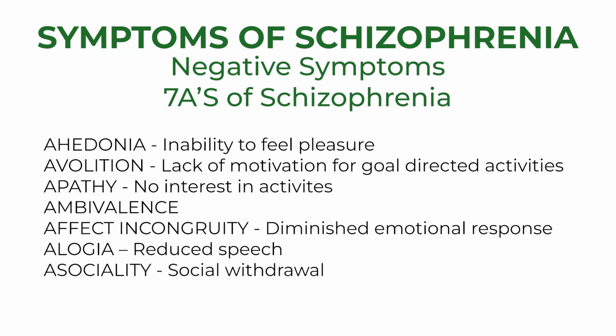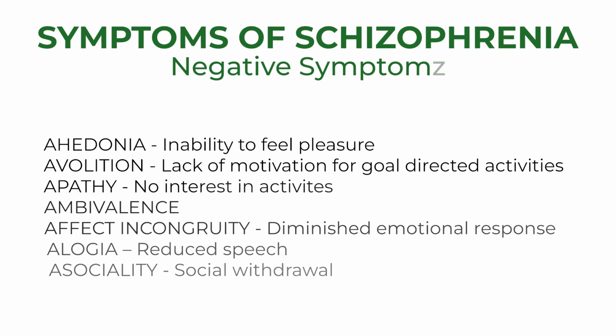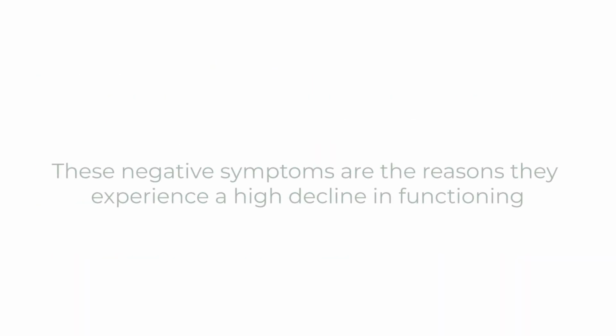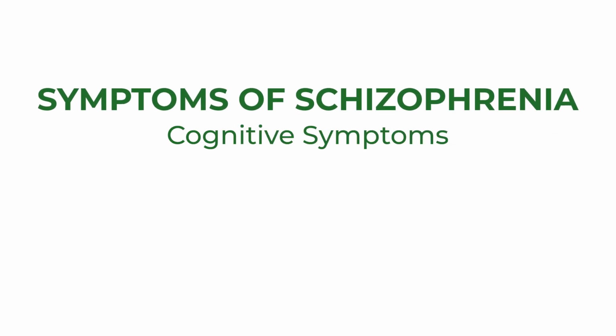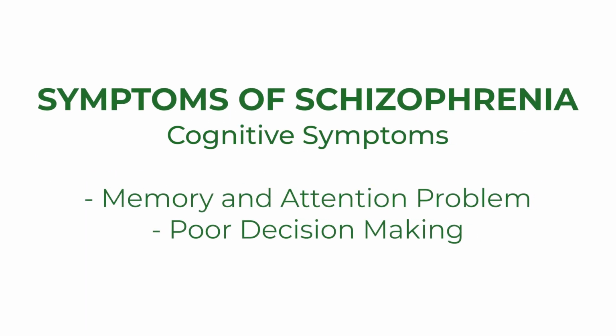There's going to be alogia, where there's a reduction in the expression of their speech. Asociality, which is social withdrawal. Don't forget all the 7 A's of the negative symptoms of schizophrenia. These negative symptoms are actually the reason why they experience a high decline in their functioning. Then lastly, we talk about the cognitive symptoms. This is when patients present with memory and attention problems, and they also have poor decision-making ability.